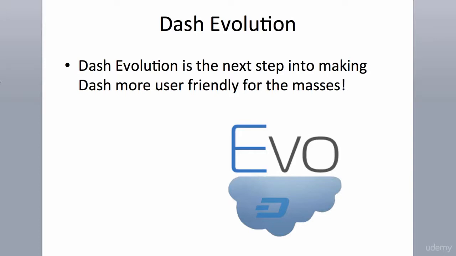Dash Evolution is going to be one of the true game changers for mass adoption. However, we can't really expect the first version of Dash Evolution until June 2018. Yes, June 2018. That is quite a long ways away. However, with Dash Evolution, it's going to make an easier payment option for merchants to accept digital cash as an alternative to Visa or MasterCard, American Express.